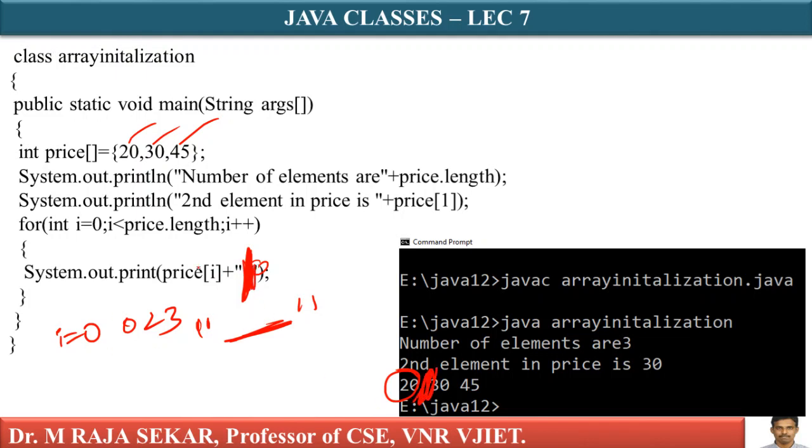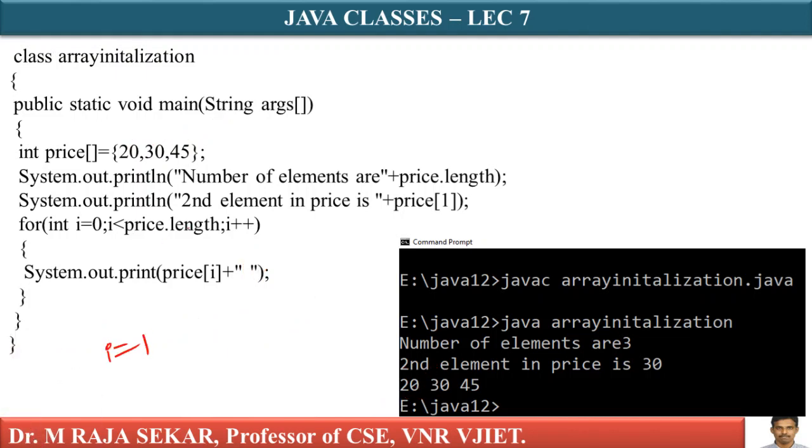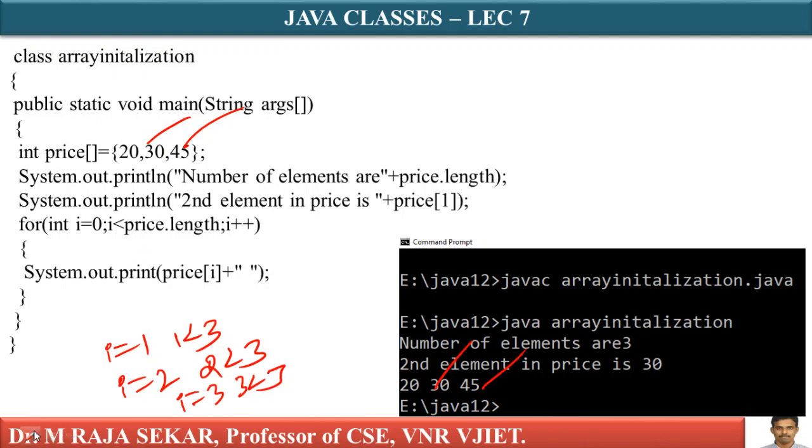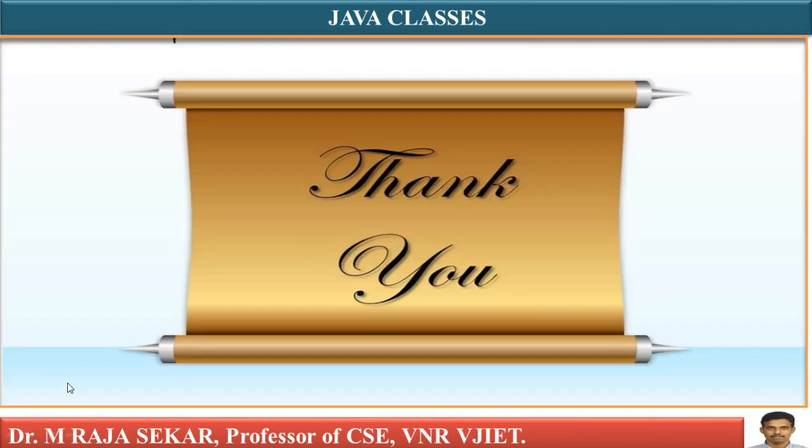Just see. Later, i will get incremented by 1. Now i will become 1. 1 less than price dot length, that is price dot length is 3. Price of 1. What is my price of 1? 30. It will get displayed. Again, I will go back. i equal to 2, less than 3. Correct. This is price of 2. What is my price of 2? 45. Again, I will go back. i plus plus. i equal to 3 now. 3 less than 3 is false. For false, for loop will get terminated. Isn't it? This is a simple and straightforward program.